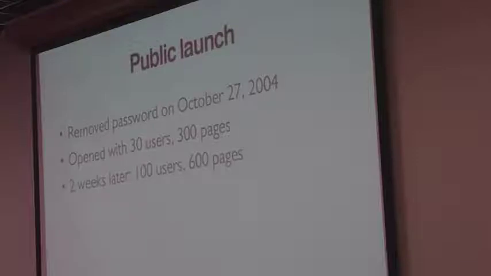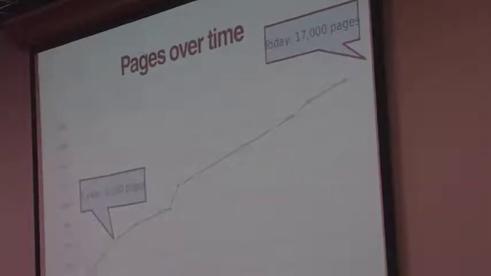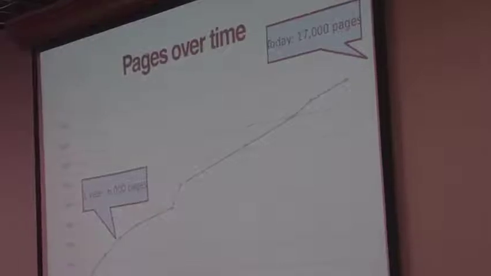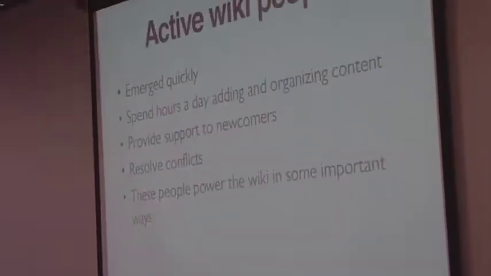Most of those pages were pages that people just made about themselves because they thought it was cool that they could make a page. And so this is just a graph of the page growth over time. And you can actually see it's not like exponential growth or anything. It was pretty steady, linear growth. And so now we're at around 17,000 pages on Davis Wiki. And within 1 year, there were 6,000 pages. And so it was a pretty impressive continual growth.